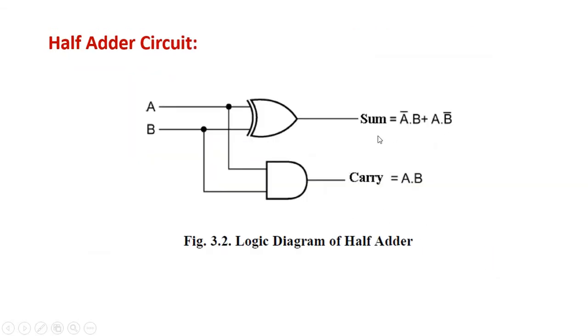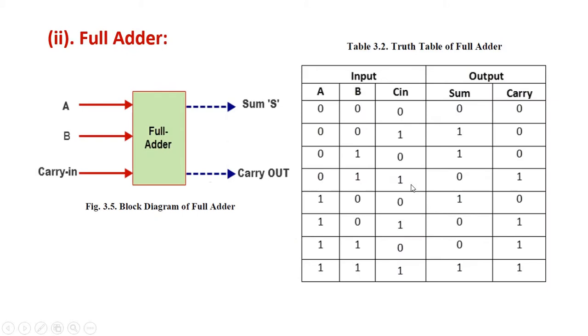Now this is the circuit for half adder. A XOR B will give the sum, while A dot B will give the carry. Now coming to full adder, we will have three inputs A, B and carry in from the previous stage. It will give two outputs, sum and carry out. So we can form the truth table for this also.